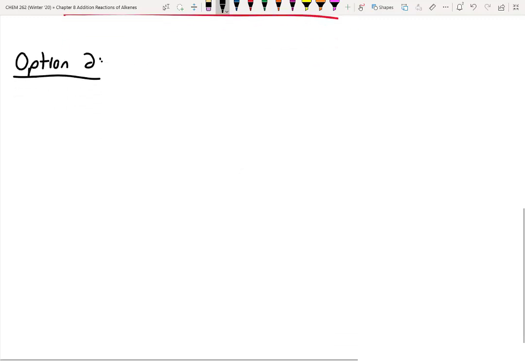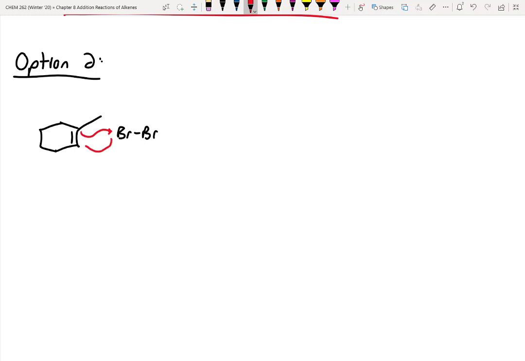All right, so option 2 gets a little bit more elaborate, and that's kind of where we'll end off today. So option 2 says, well, maybe it does something a little bit more funky. Maybe the double bond attacks bromine, but then bromine immediately attacks back in. So you've got this almost circular attack system. And then we kick off bromine as our leaving group.